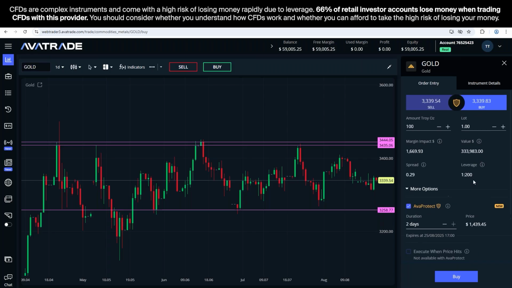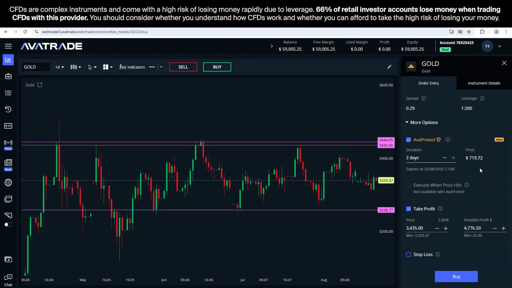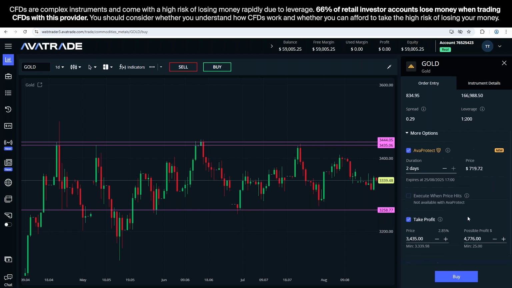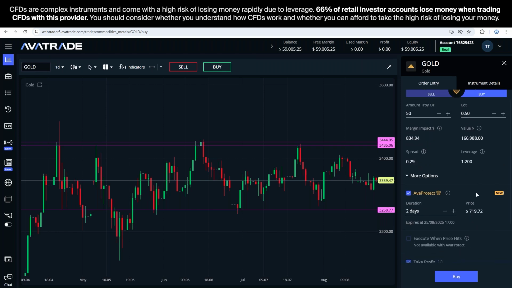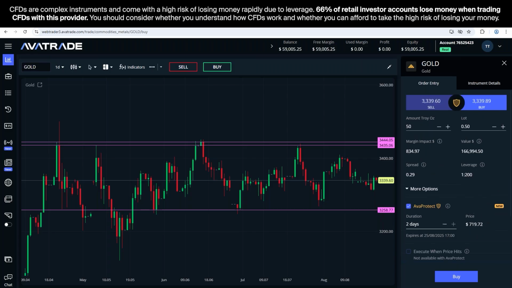So the only way to lower the cost is I need to lower the trade size. So if I do half a lot, now I'm paying half as much, right? 719 to try and make over 4,700. So I can just adjust my trade size to be the amount of risk that I'm comfortable with on a trade. So if I want to risk, say, 1% of my balance, then I need to lower my trade size a bit. And now the cost of the protection is less than 1% of my balance. So just adjust the trade size, and now the protection cost becomes the amount you're comfortable risking on one particular trade. Okay, so there's the risk management aspect.